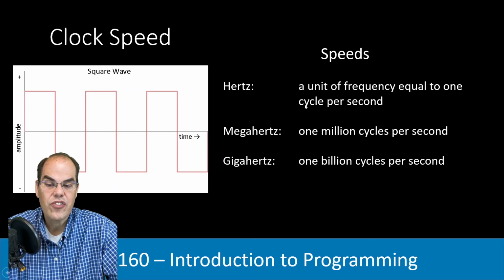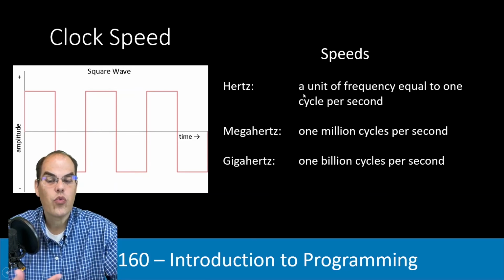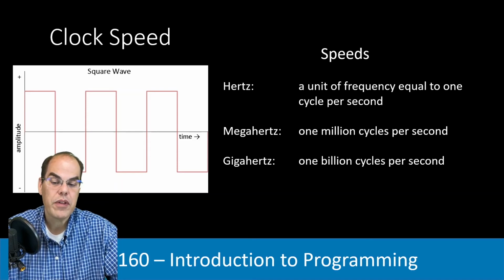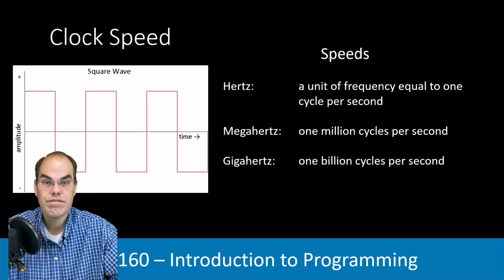Okay, so here's just more of that information I was just going over. A hertz is 1 cycle per second. Megahertz is 1 million, and gigahertz would be 1 billion.